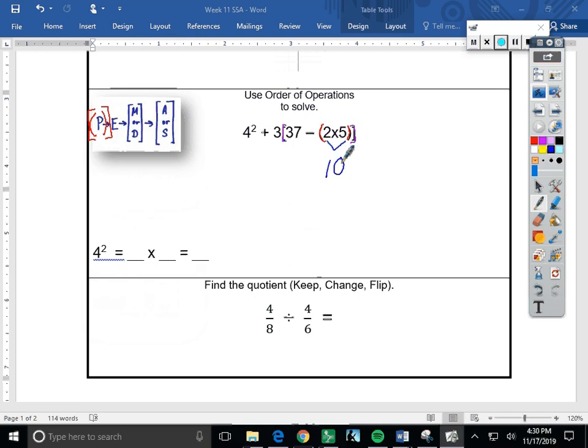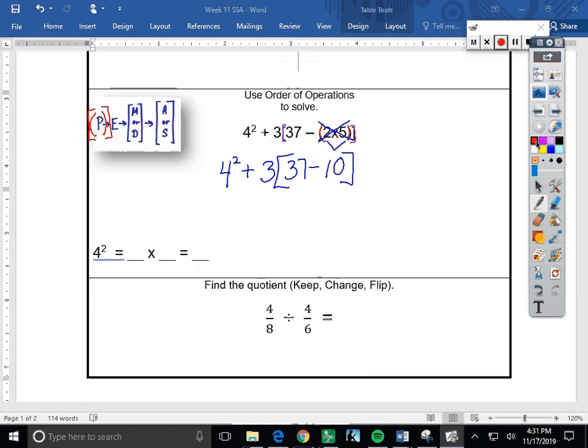And I need to remember to bring down everything I have not used and maybe cross off the parts that I have. So I took care of those parentheses inside, but I sure haven't used the subtraction in front of it or the 37 I was given. I also have not used these brackets that are around the 37 minus 10 now, or the 3 right in front of that bracket, or the addition in front of the 3, or the 4 to the second power in front of that. I'm really ready to look for the next step.